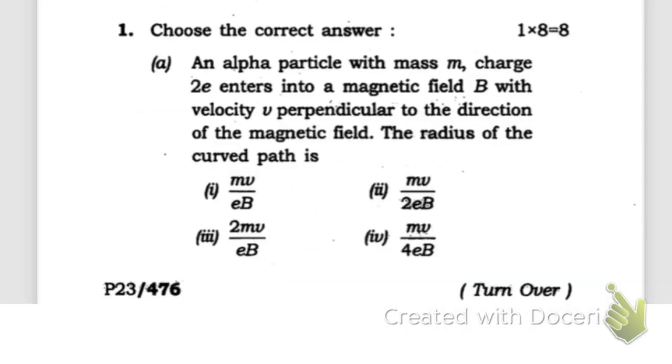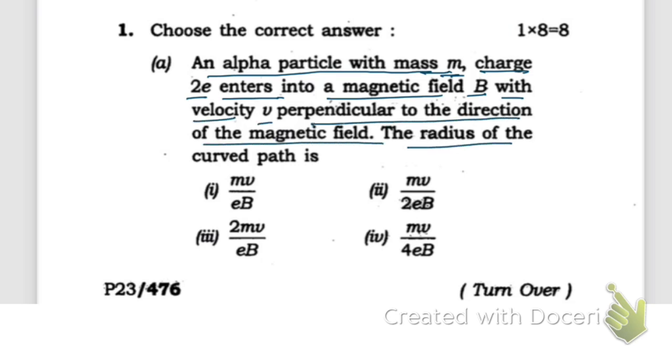So here is the first question. An alpha particle with mass m, charge twice e, enters into a magnetic field B with velocity v perpendicular to the direction of the magnetic field. Then the radius of the curved path: if this is a uniform magnetic field, and a charged particle with charge q enters with velocity v, then the radius is given by m into v by q into B, right?